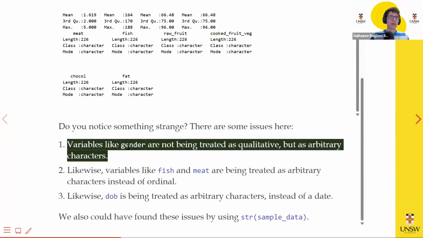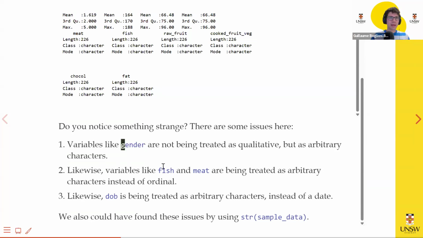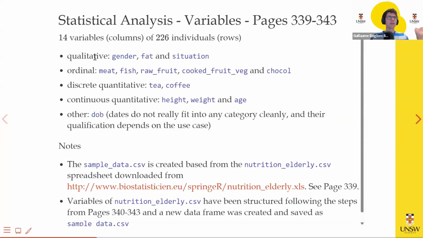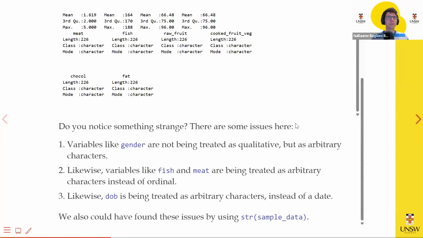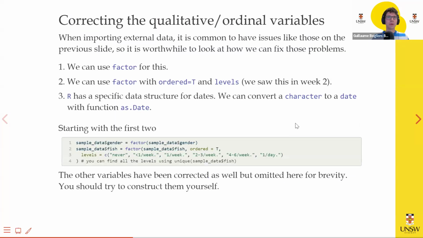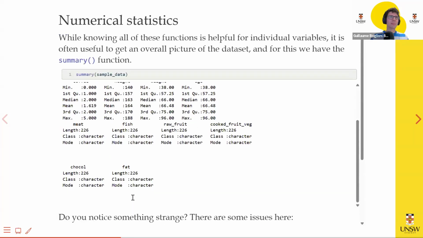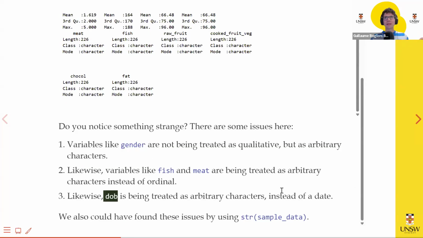So this is what I said. Gender doesn't have the right format. I don't want it to be a character. I want it to be a factor, as explained in week 2. A factor is the name in R for what we would call in statistics a qualitative or categorical variable. And also date. The date of birth is a character. There's a format in R for dates, which you should probably use, at least if you want to do something with the date.